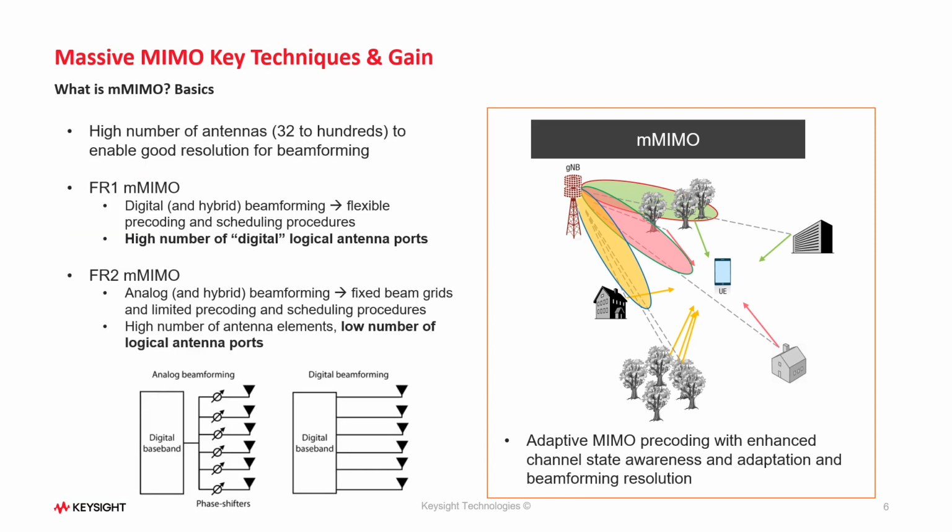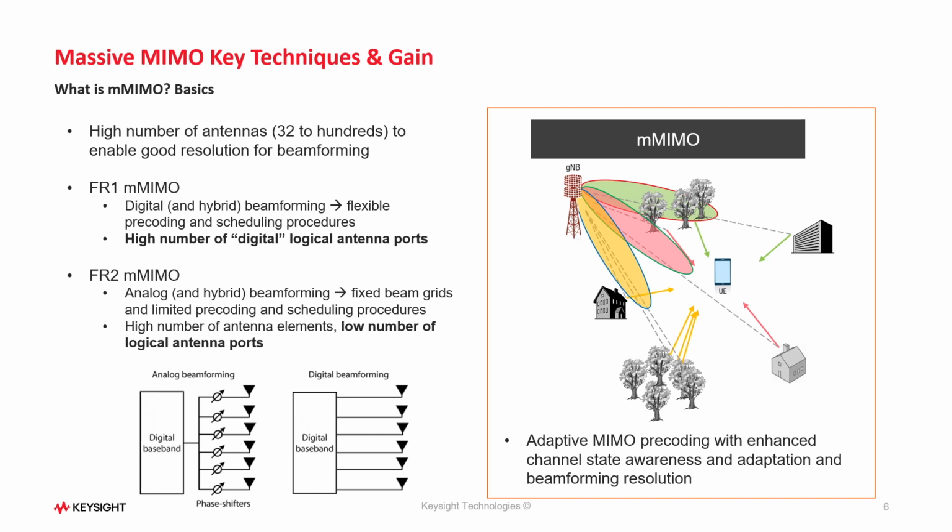So, how to define massive MIMO? Obviously, massive MIMO means high number of antennas from tens to hundreds to enable good resolution for beamforming. It means slightly different things for FR1 and FR2 in practice. FR1 is about digital beamforming with high number of logical digital baseband controllable antenna ports that enables flexible MIMO precoding and scheduling procedures at FR1.